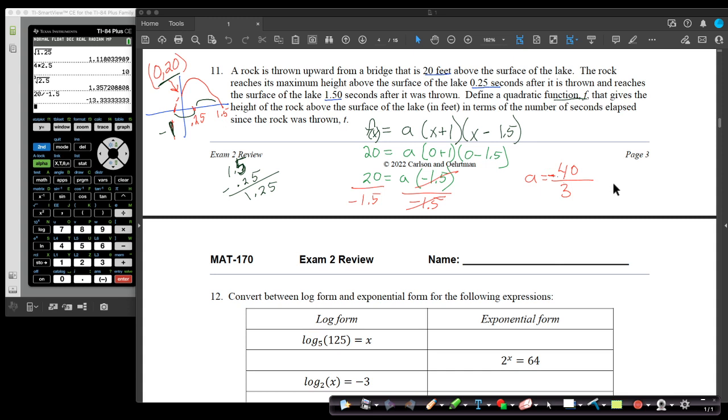And then we have our x plus 1 and x minus 1.5. Sorry, I'm trying to do two things at once. So that's our a. What I just wrote down would be the full function: f of x equals negative 40 over 3 times (x plus 1) times (x minus 1.5). That's our function. Notice it's negative because it's concave down, so that might be helpful. And we'll get a quadratic.